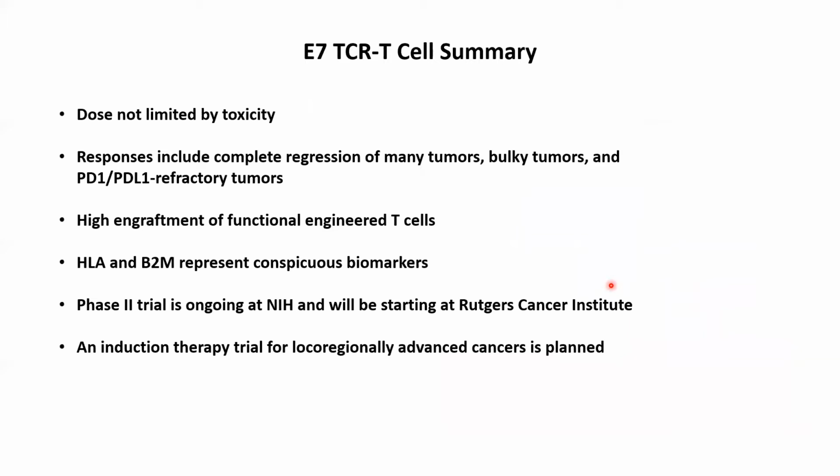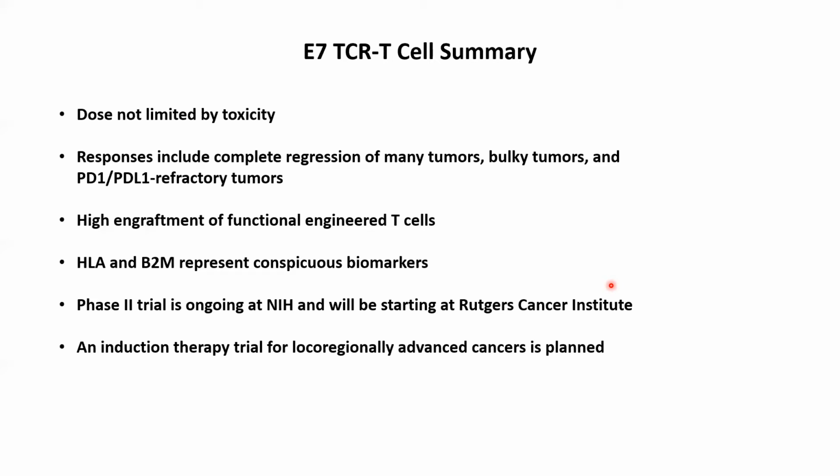So I think we've gained a lot of insight into causes of response and resistance. And this slide kind of summarizes where we are. With the E7 TCR T cell therapy, dose was not limited by toxicity. Responses include complete regression of many tumors, bulky tumors, and PD-1, PD-L1 refractory tumors. There's high engraftment of functional engineered T cells. HLA and beta-2 microglobulin represent conspicuous biomarkers, and we're working on ways to try to identify problems with these molecules prospectively, which would certainly help with patient selection.